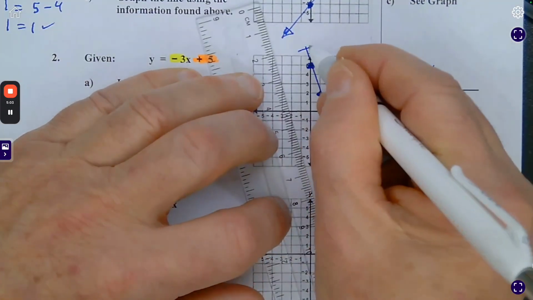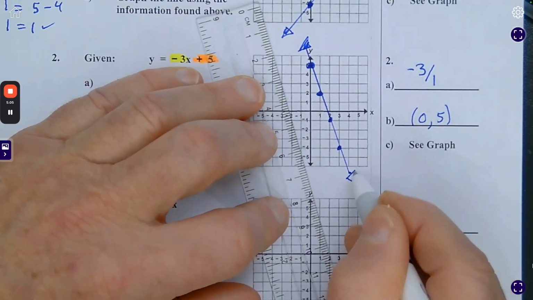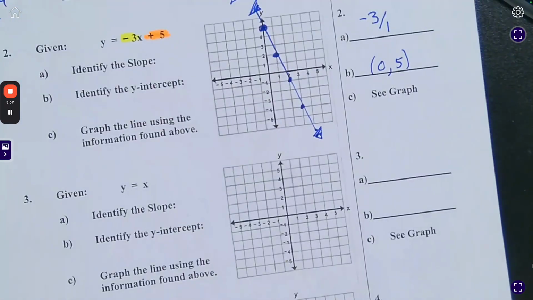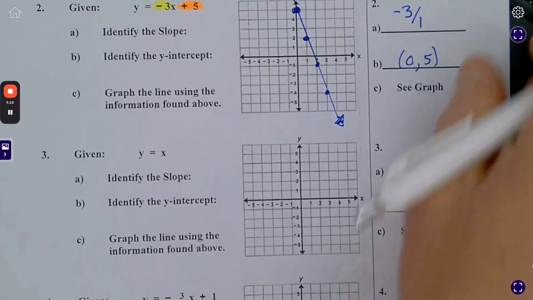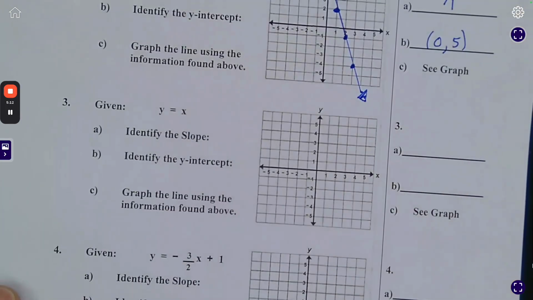If you don't believe, you've got to do it for yourself. All right, there it is. Let's move on. Oh my goodness. This is something you haven't seen in this class yet.